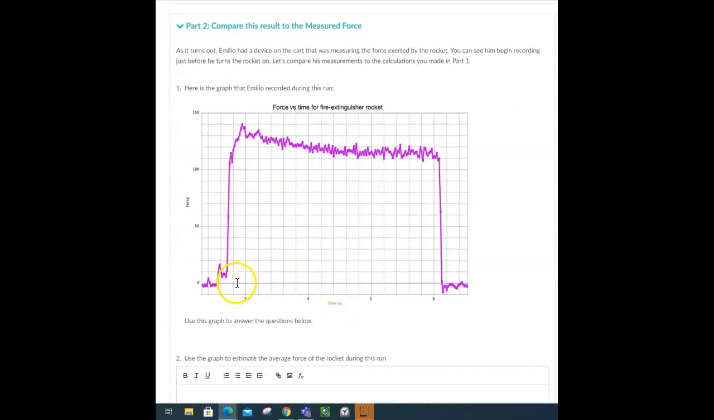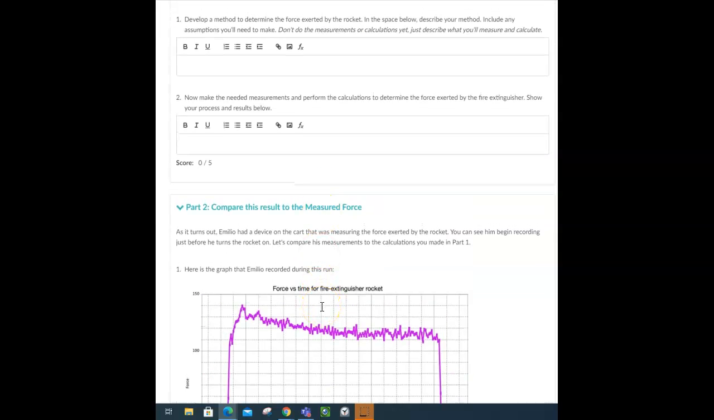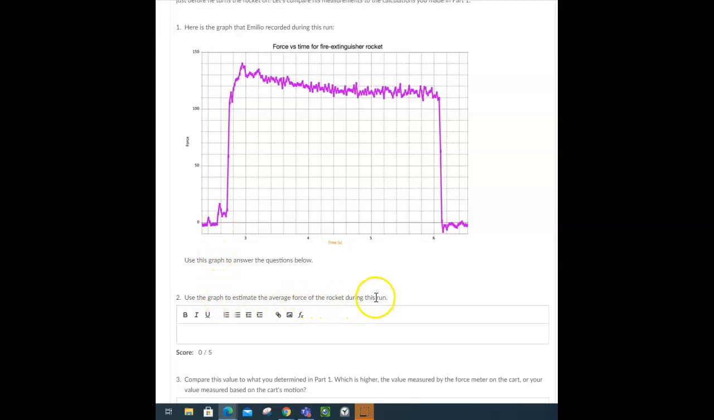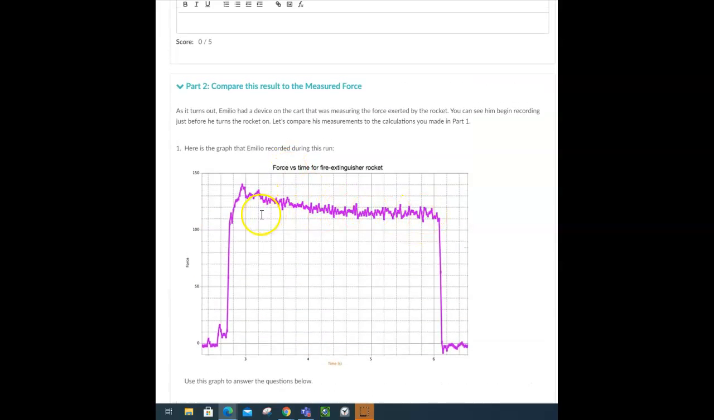This is a graph of force versus time, and this is a device that measures the actual force being exerted by the fire extinguisher, not based on the motion of the cart, but based on just the force exerted by the fire extinguisher. And the first part says, use the graph to estimate the force. Don't just put a number. Tell me how you get a number. Obviously, the minimum force during this time, while he's moving, is about 110, and the maximum is about 140. But it settles into this 110 to 120 range for a good bit of the time.